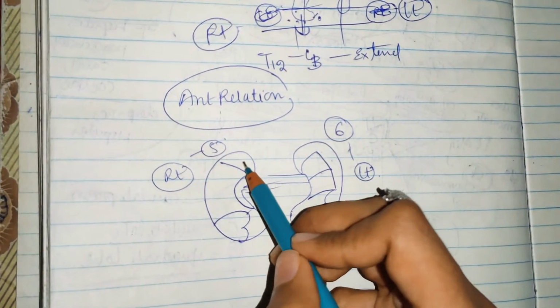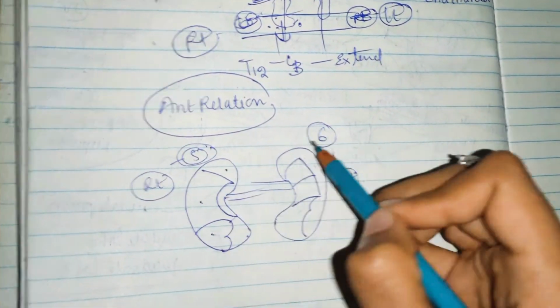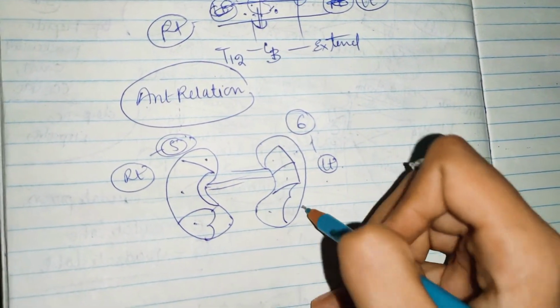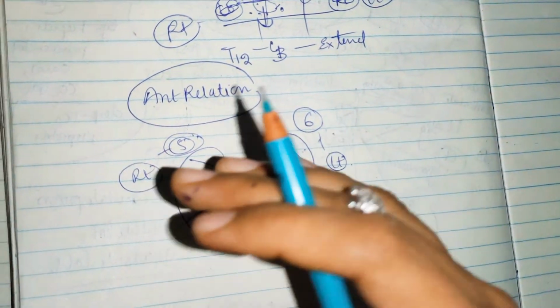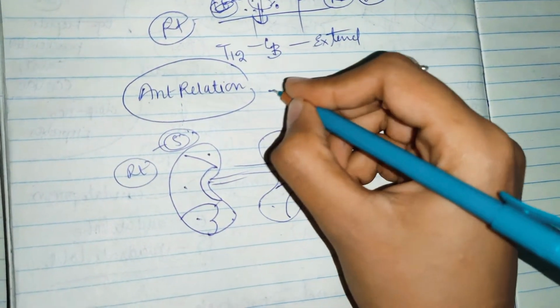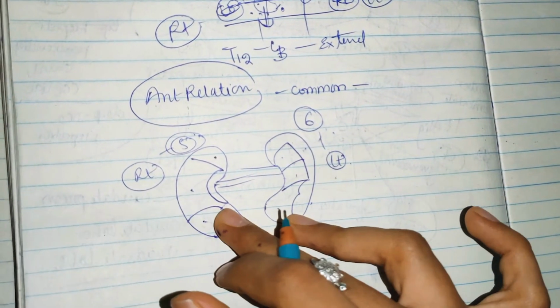So you can see here 1 2 3 4 5. So right side 5 parts, left side 1 2 3 4 5 6. Okay, 6 parts. So now let us start naming. Actually first let us understand the common parts. So what are common here on the right side and left side of the kidney?